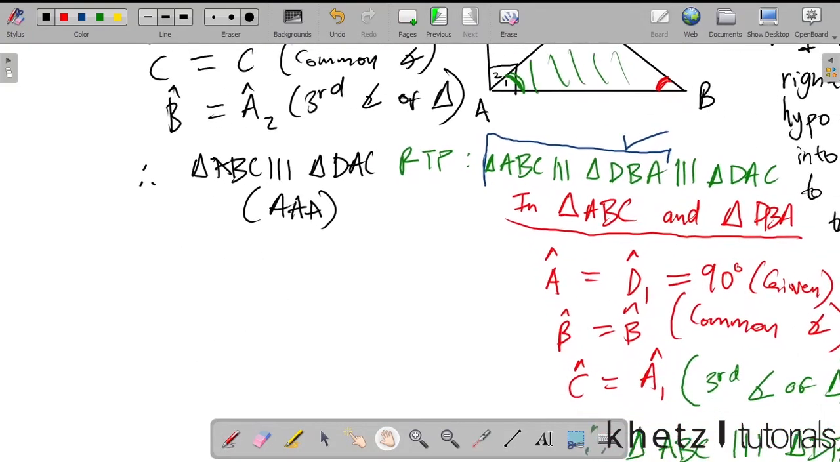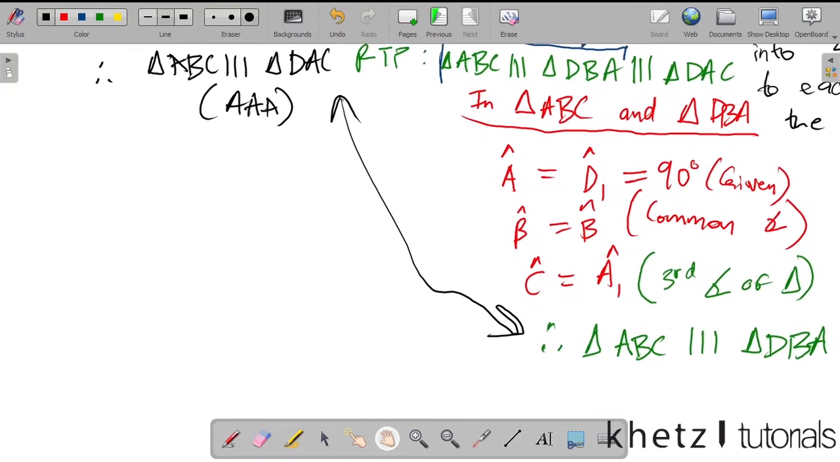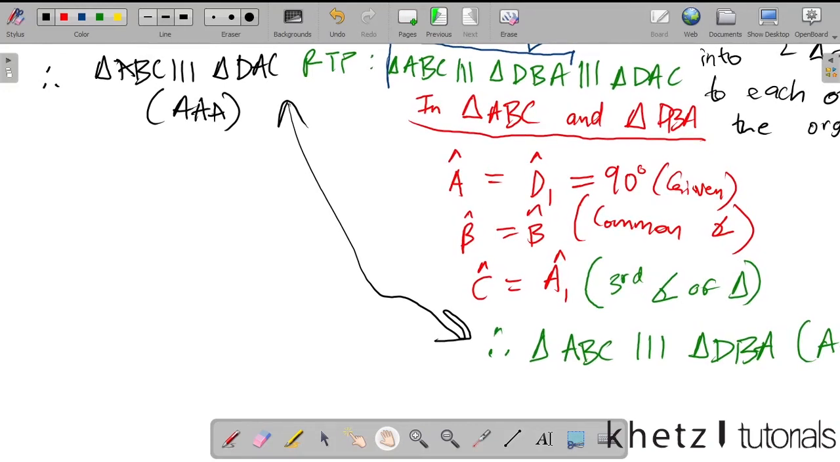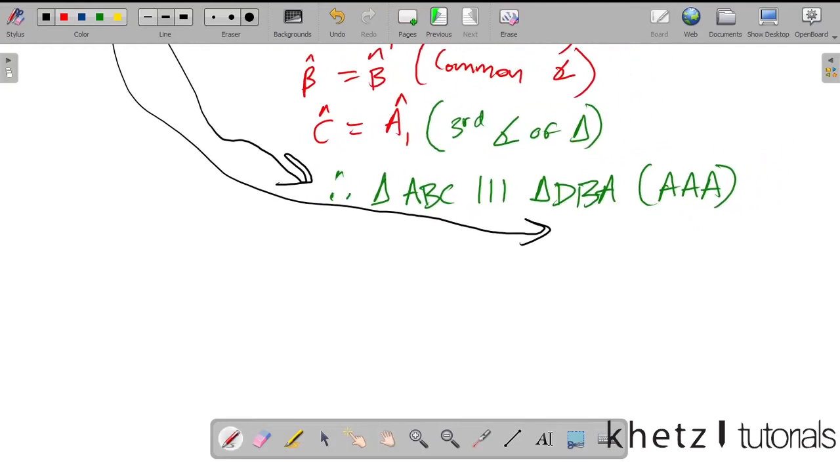And so we finally proved that DBA is similar to ABC and DAC is similar to ABC. And if DAC is similar to ABC, it means that it's also similar to those that are similar to ABC, and one of those is DBA. So finally, we can conclude that after writing those two proofs, those two parts, we can therefore say that triangle ABC is similar to triangle DBA, which is similar to triangle DAC.